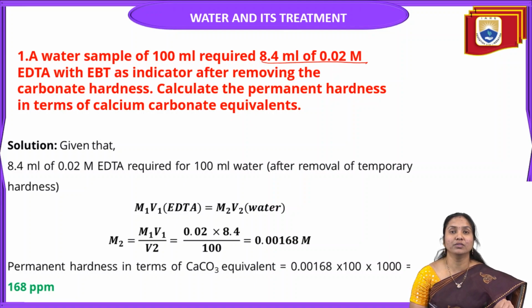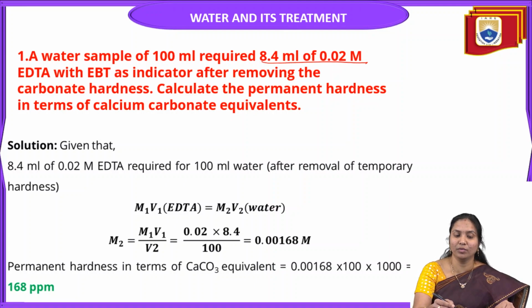Generally we use a buffer to maintain a stable pH. The stable pH range in this EDTA method is 8 to 10. For that purpose we use an ammonium chloride and ammonium hydroxide buffer in this EDTA method for determination of hardness. So this is the procedure based on the EDTA method. In previous classes we already discussed clearly how to estimate hardness of water by using the EDTA method. Today's class we discuss numericals based on that EDTA.